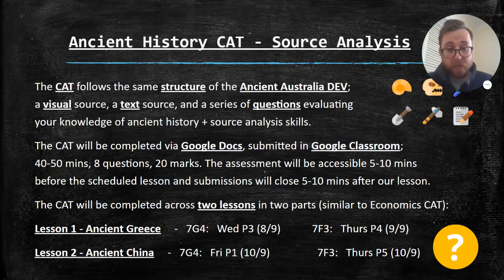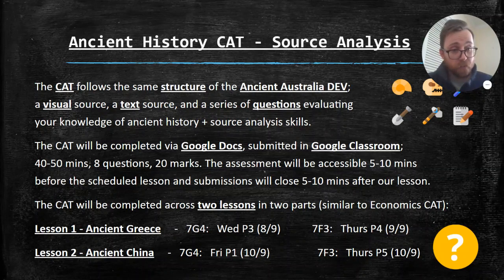The CAT will be completed via Google Docs, submitted in Google Classroom. So the exact same procedure as the dev task. Didn't want to introduce anything new to confuse you guys and overcomplicate things. So it's the same structure as the dev task, same location, same method of submitting it and completing it. It's about the same timeline as well. It's a few more questions than the dev, but it's 40 to 50 minutes. So you have the full lesson to complete the assessment.